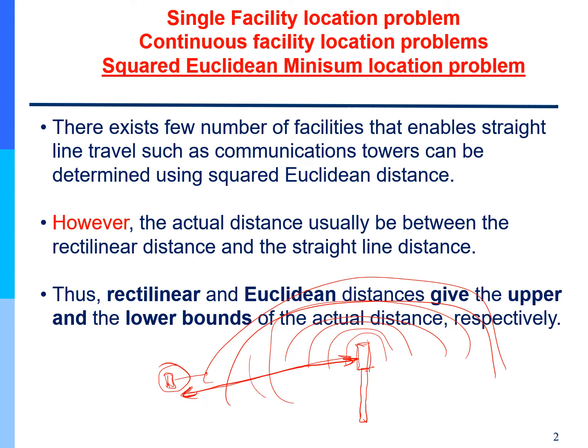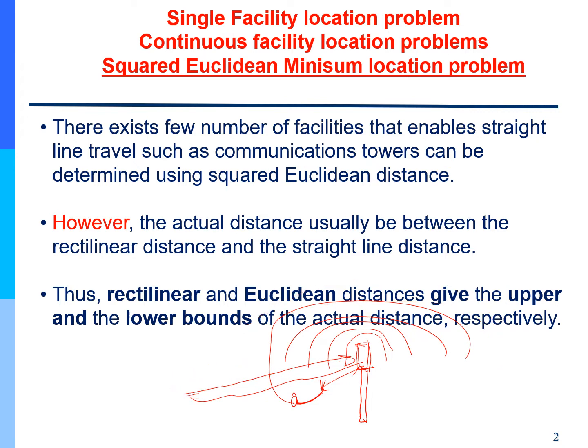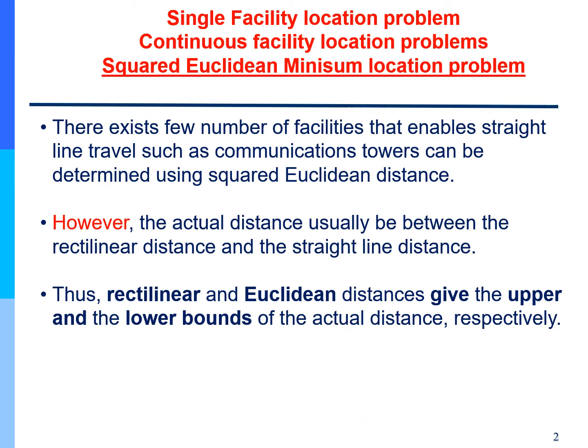The strength of the signal depends on the distance too much. It is inversely proportional, usually, with the square of the straight line distance. Not inversely proportional with the distance, but with the square of the distance. So if you are closer to the base station, your signal will be strong. If you move one step further, then the signal strength will be reduced by the square of the distance. In this case, of course, you will not be using the Euclidean distance, but the squared Euclidean distance. So our next problem will be the squared Euclidean distance.